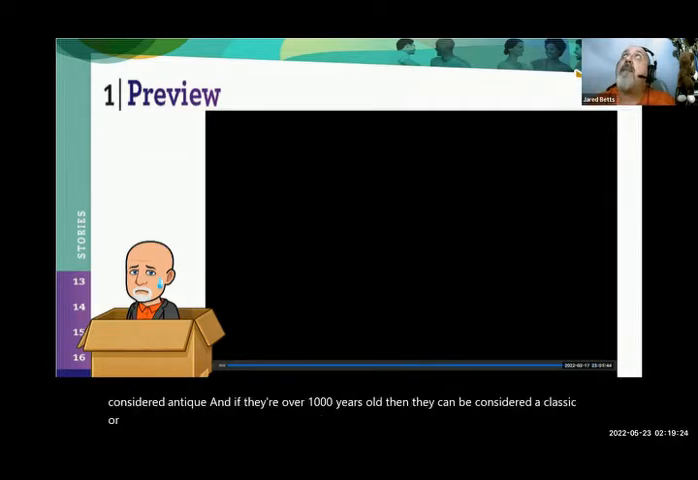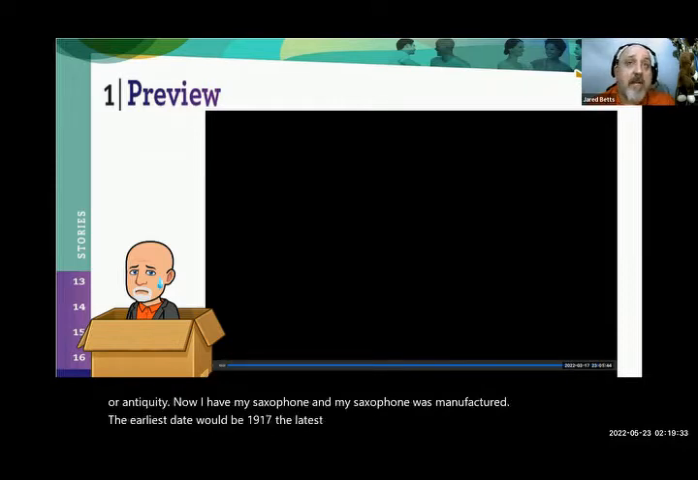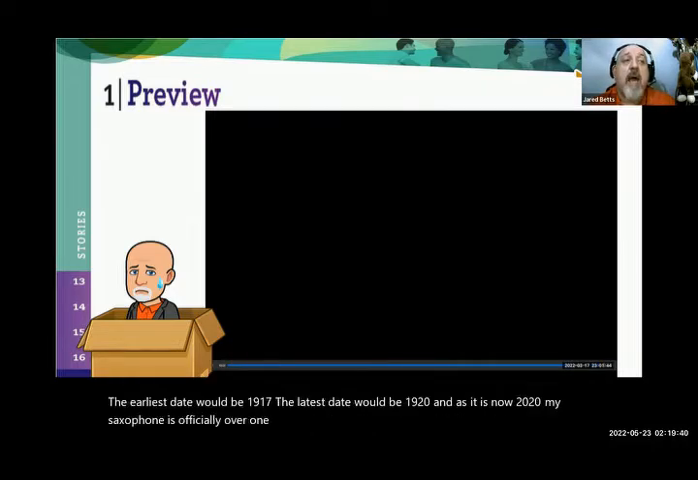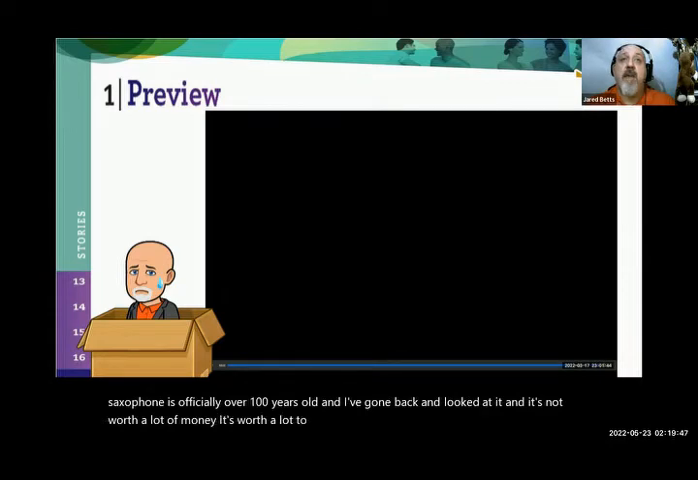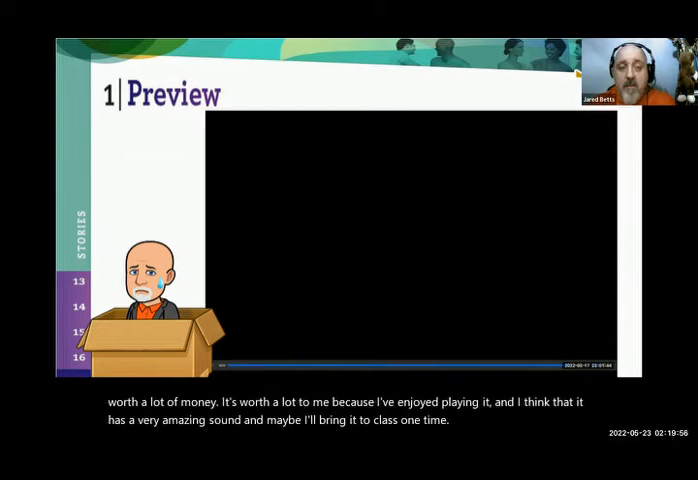Now, I have my saxophone, and my saxophone was manufactured. The earliest date would be 1917. The latest date would be 1920. And as it is now 2020, my saxophone is officially over 100 years old. And I've gone back and looked at it, and it's not worth a lot of money. It's worth a lot to me because I've enjoyed playing it, and I think that it has a very amazing sound. And maybe I'll bring it to class one time. Maybe not, but I'll see what I can do.